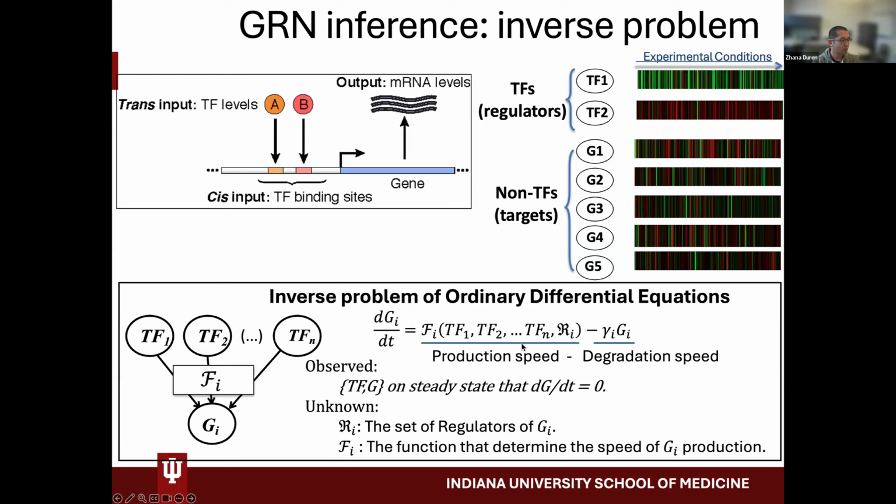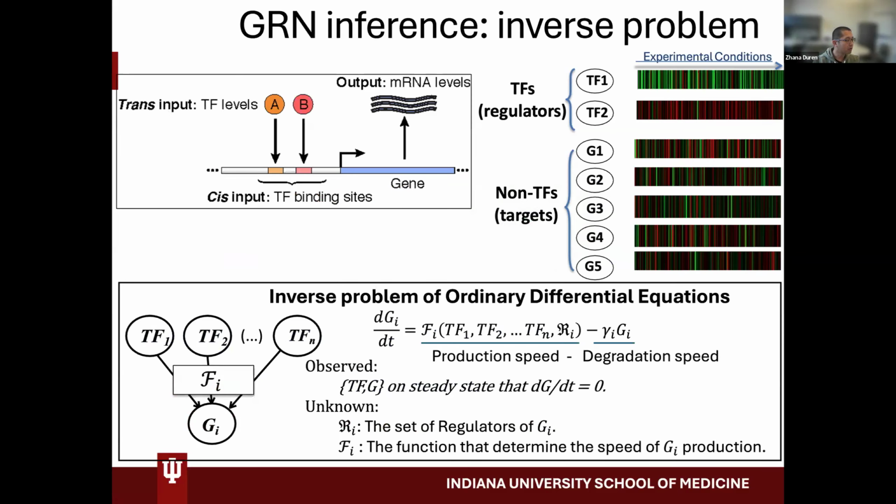What we observe is the transcription factor and gene paired expression at steady state, where dg over dt is 0. We only observe these. And the unknown is the regulators of the gene. That's the network structure we don't know. And also we don't know the function that determines the speed of gene i. So these two are unknown. Mathematically, this inverse problem is very hard because it only observes partial data.